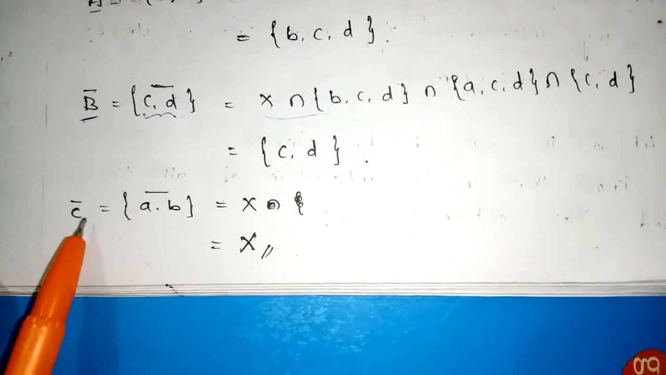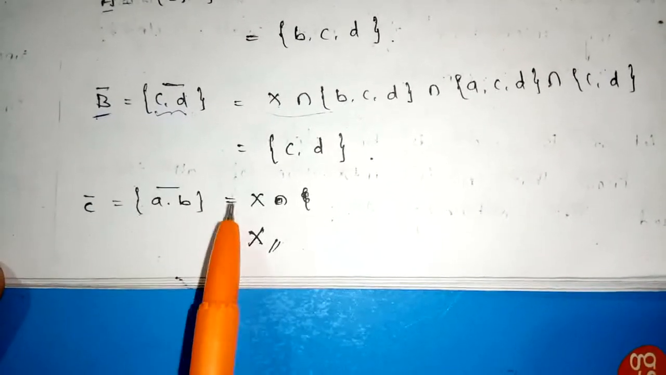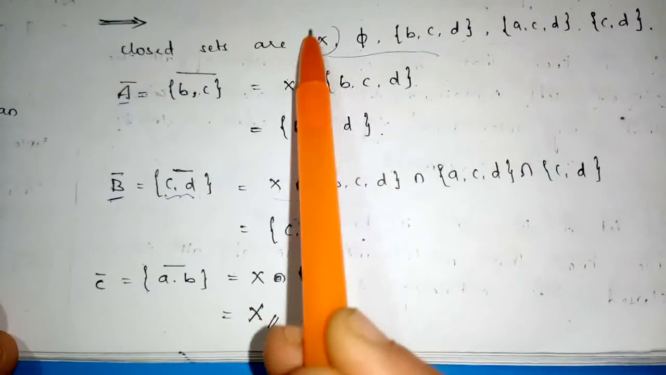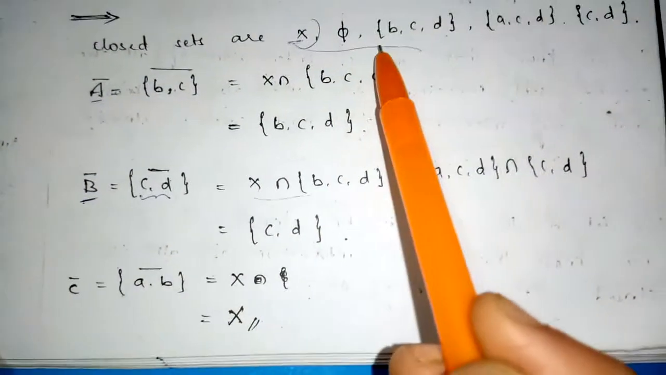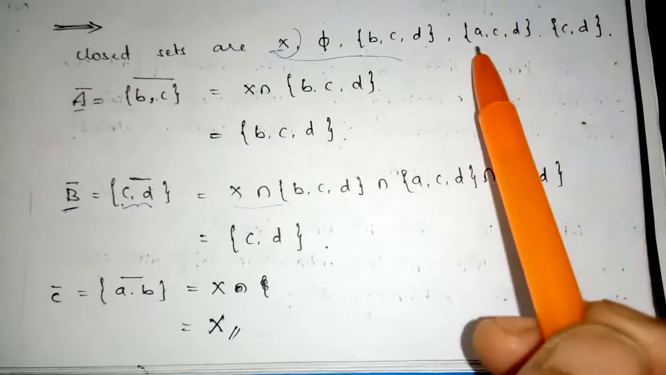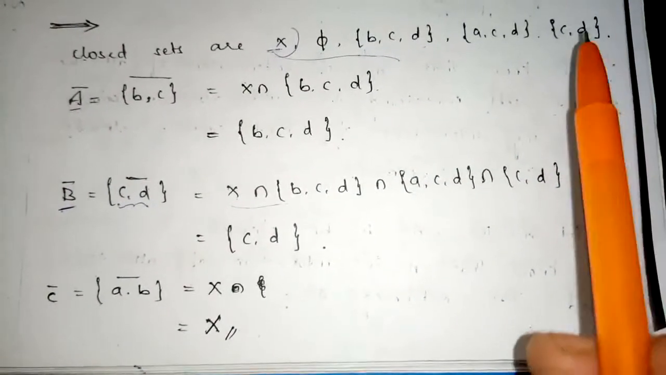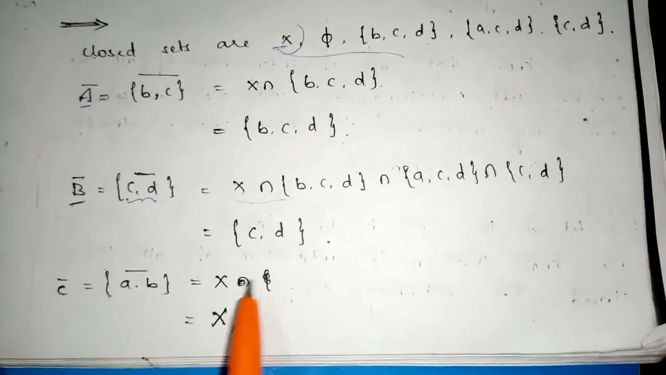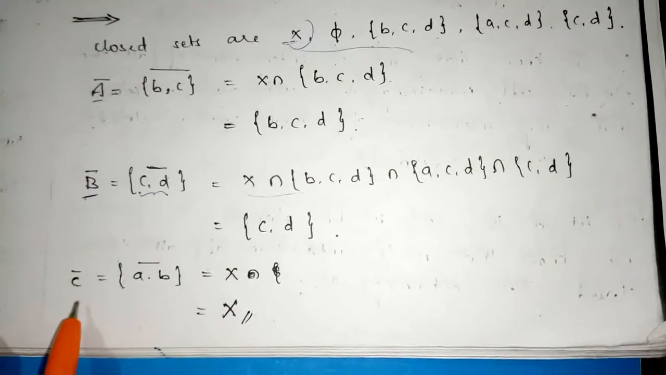Next one is the closure of C, that is the set {A, B} bar. Observe which are the closed sets containing {A, B}. X is a set containing {A, B}, therefore this is a closed set containing C. This one does not contain C. This element also does not contain {A, B}. This set also does not contain {A, B}. This is also not containing {A, B}. Therefore, the only closed set containing the set C is X. Here no other set comes, therefore you take only the set X. Therefore the closure of C is equal to X.